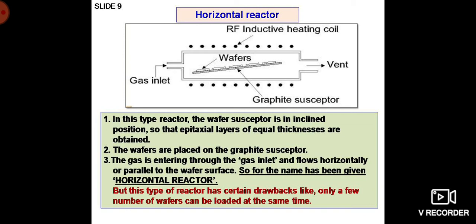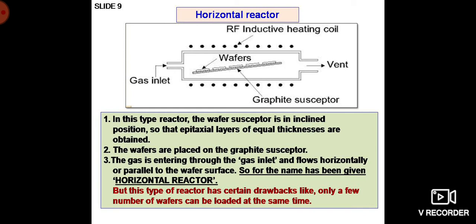You should know that initially such an inclined position was not used. Initially, the graphite susceptor was not inclined. It was placed exactly horizontally. But after that, they noted that due to such an exact horizontal placing of the graphite susceptor, the thickness of the epitaxial layer over each wafer is not equal, and so to get equal thicknesses, they inclined the graphite susceptor or the holder.